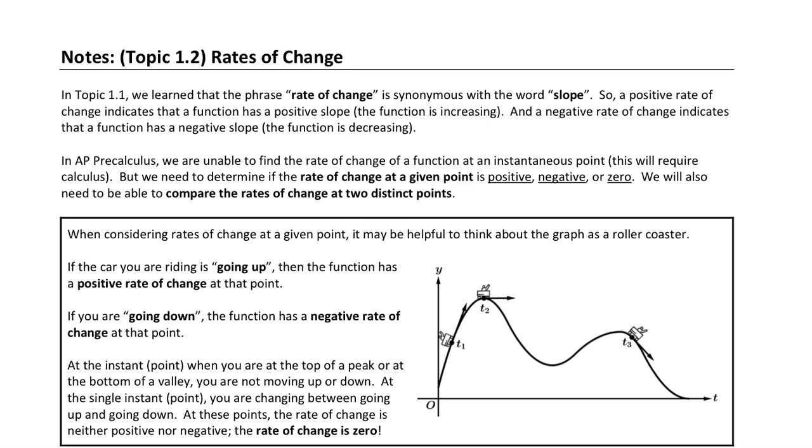We learned that the phrase rate of change is synonymous with the word slope. This is also something you would have learned back in Algebra 1. You probably leaned into the fact that it was called slope back then. But rate of change, how quickly something's changing, is also what we're looking at here.